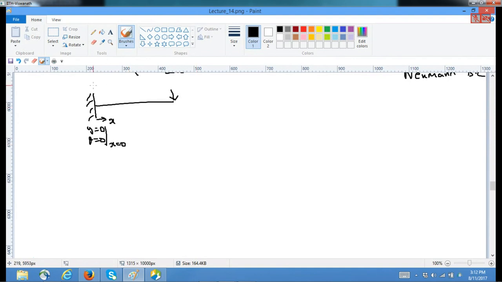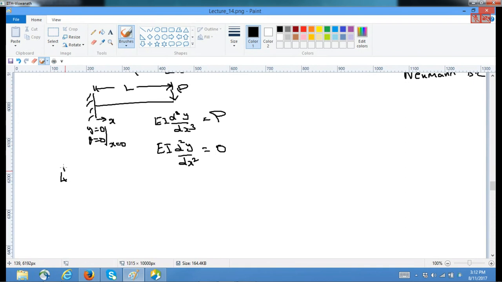Now at the other end, let the length of the beam be L. Then EI d cube y by dx cube is the shear force. At this point, the shear force is equal to the given point load P. Similarly, EI d square y by dx square is nothing but the bending moment. There is no moment applied at this point. So this is the thing: a fourth order equation has 4 boundary conditions.